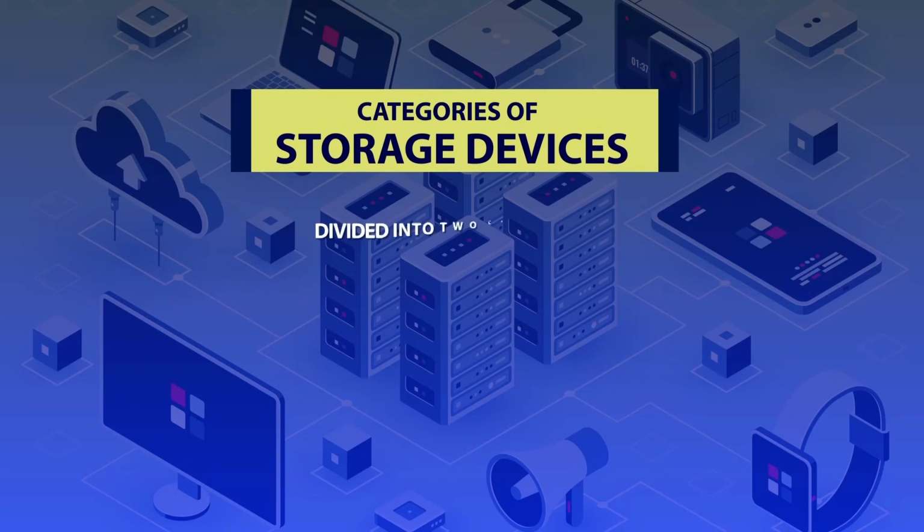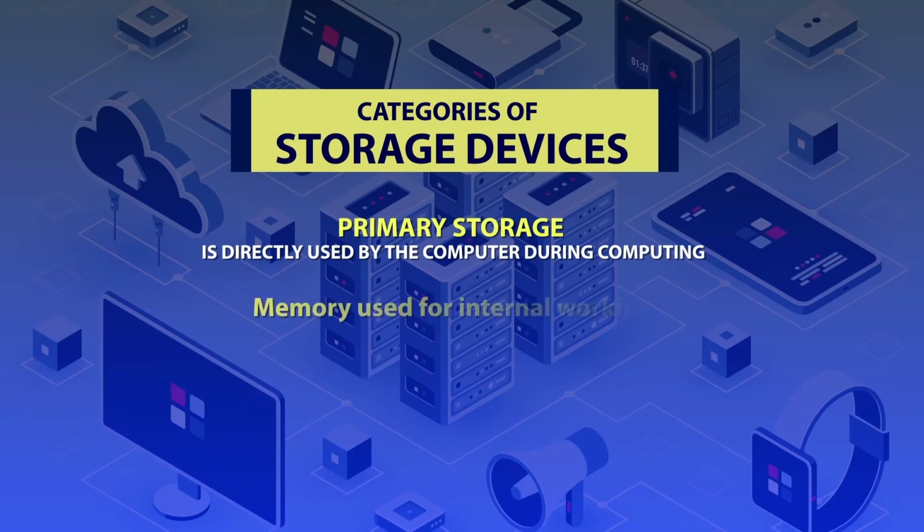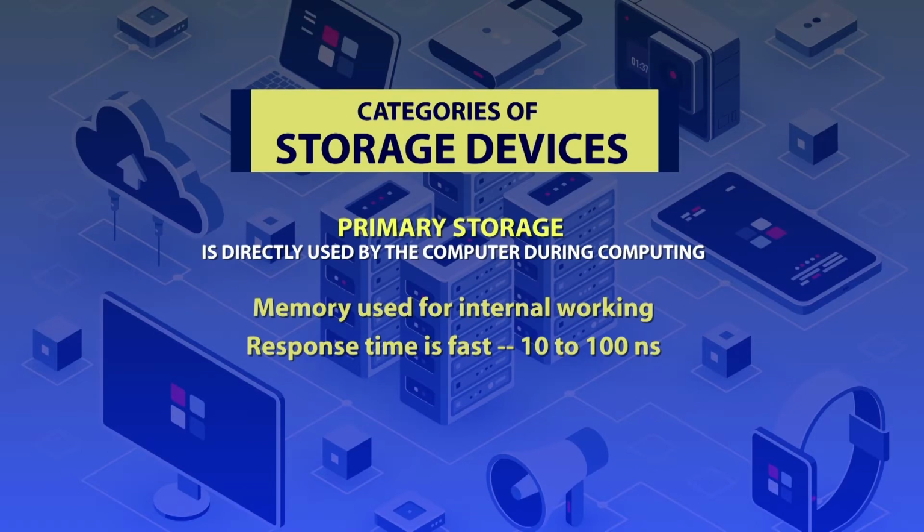Let us be very clear here that we are not talking of the memory used for internal working. Primary storage is that kind of storage. It is used for internal working of the computer when the computer is on. It is used for the random access memory or RAM of the computer. It has a fast response time, typically something between 10 to 100 nanoseconds. But as we know, when the computer is switched off, all this information is lost. So, primary storage is that which is directly used by the computer while computing, and it is very fast, it is more expensive, and it is used only when the computer is on.